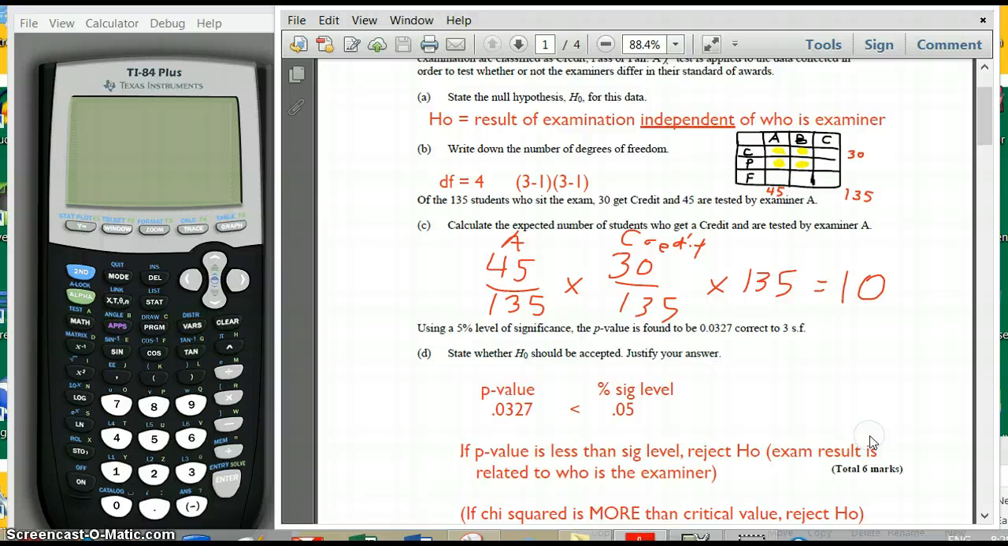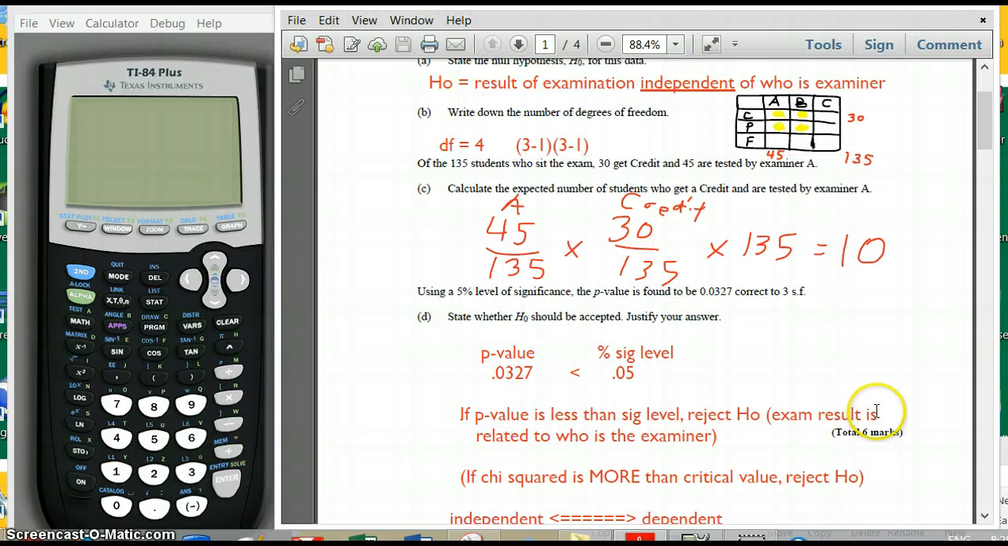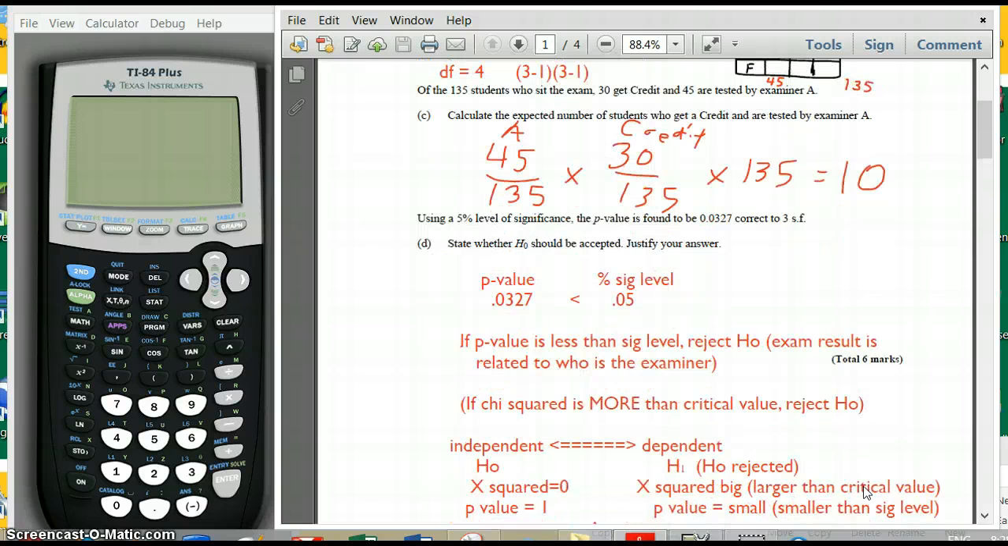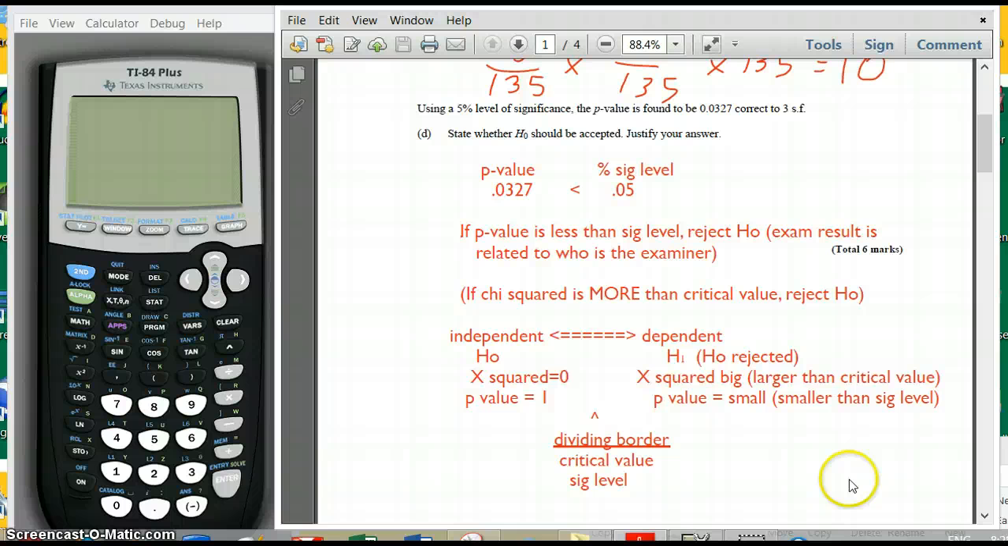Okay, so that's just the rule. You have to memorize that. Maybe what's easier to remember is that when the chi-squared value is more than the critical value, we reject the null hypothesis. Maybe that's easier to remember because of the exploration we did at the beginning, where we defined that the chi-squared is actually an indicator of dependence. So the bigger it gets, the more dependent your distribution is.